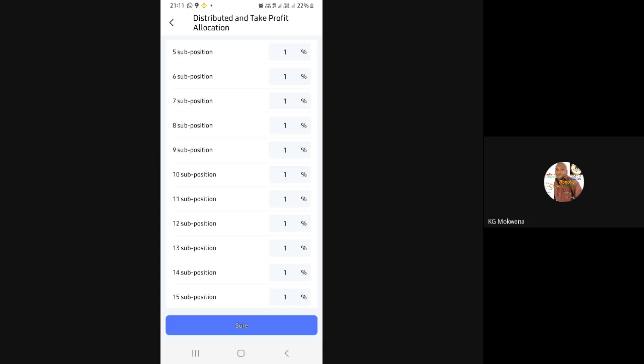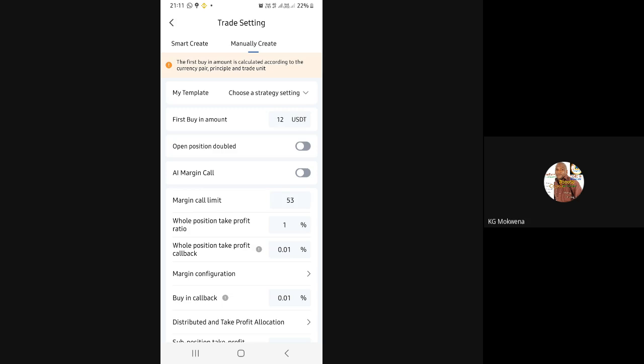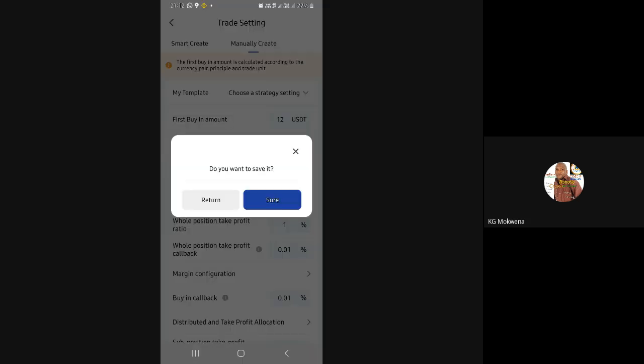So let's go out. We return, we don't save. We just return to the position. We don't save because we viewed the template while we were on the position. If you view the template while you are on my strategy settings page, you will just come and do it manually. Let's return again because everything is saved according to the original. Let's come out and return.